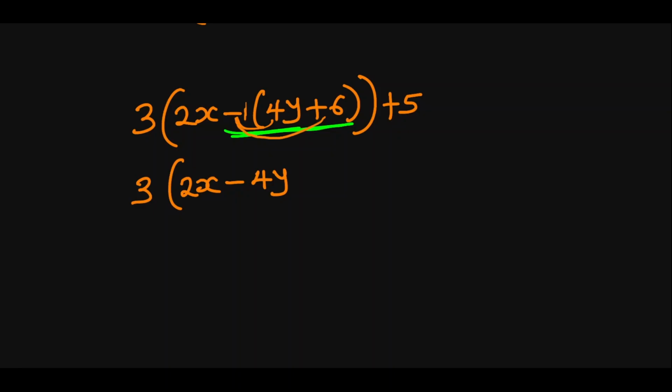Then when minus 1 multiplies plus 6, it gives us minus 6. Then we close the bracket. So this bracket is now this bracket. This one has gone off. Then plus 5. Now we have this bracket to remove next.